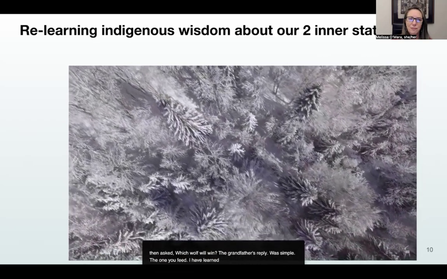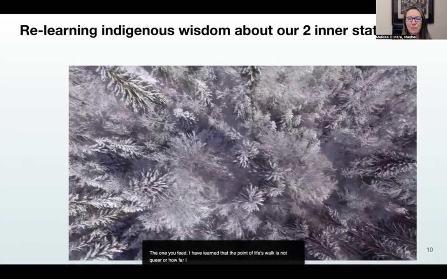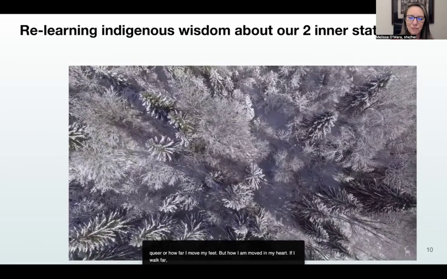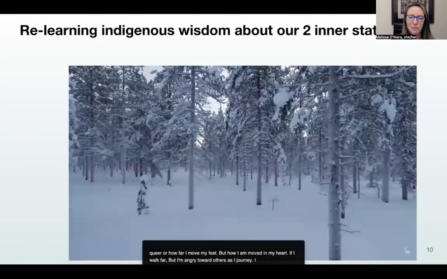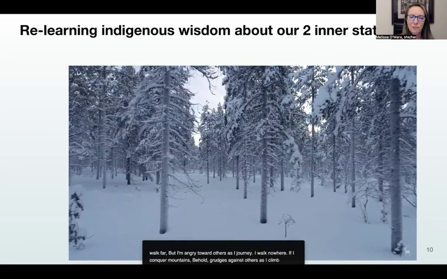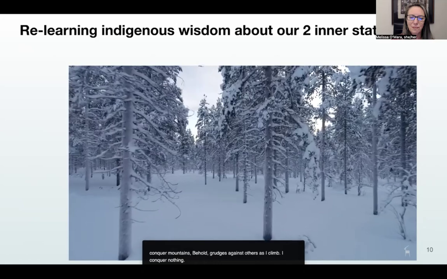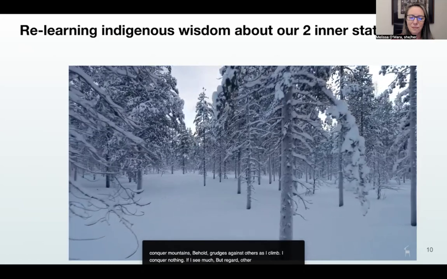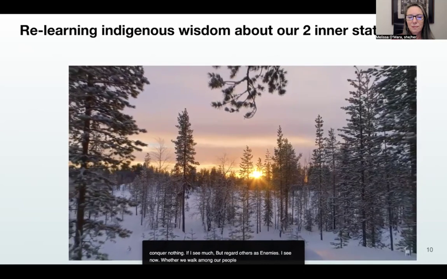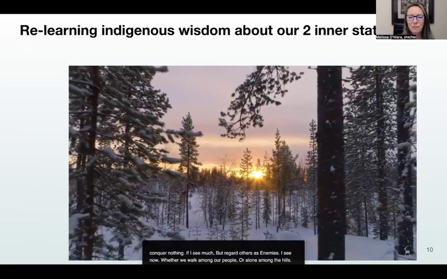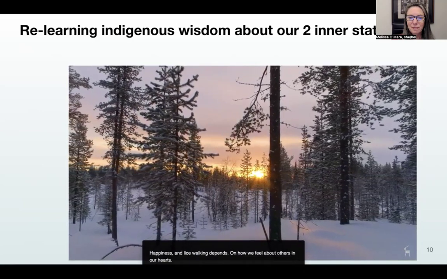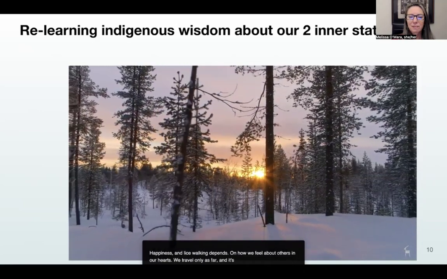I have learned that the point of life's walk is not where or how far I move my feet, but how I am moved in my heart. If I walk far, but am angry toward others as I journey, I walk nowhere. If I conquer mountains, but hold grudges against others as I climb, I conquer nothing. If I see much, but regard others as enemies, I see no one. Whether we walk among our people or alone among the hills, happiness in life's walking depends on how we feel about others in our hearts. We travel only as far and as high as our hearts will take us.